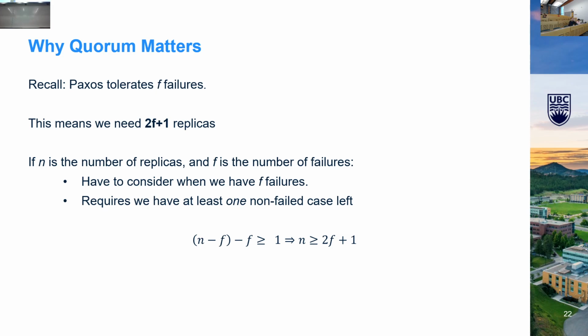So if we have n replicas and F is the number of failures that we're willing to tolerate, then the number that's left over, n minus F, still needs to be more than F. That's the whole reason to justify this formula. So in that case, that means that n has to be at least 2F plus 1. That's about as sophisticated math as we're going to have today.